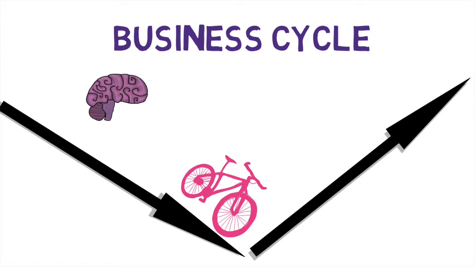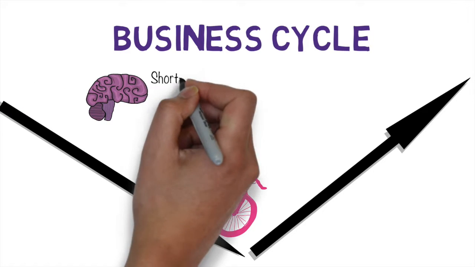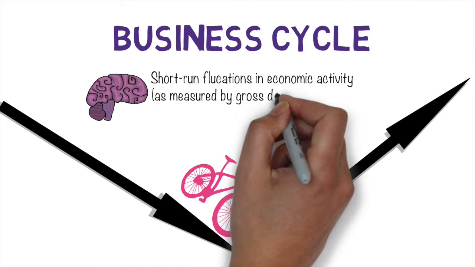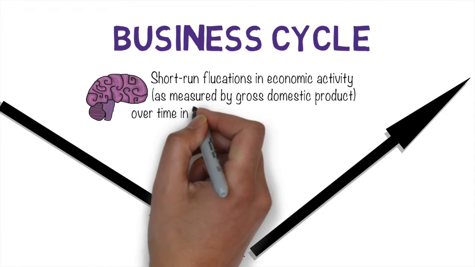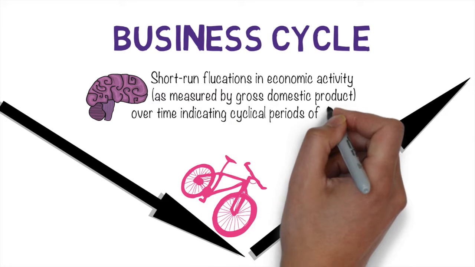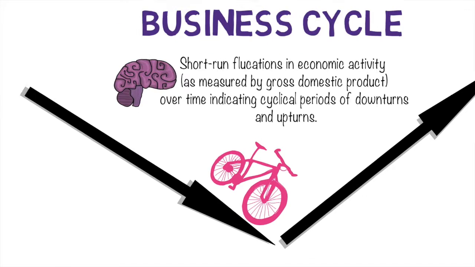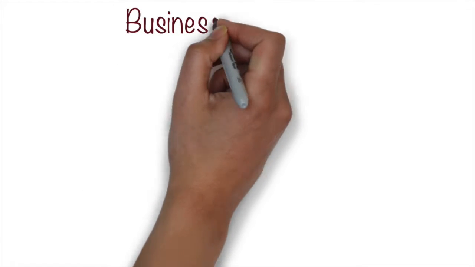And in order to explain this, we're going to first start off with a definition. The definition of a business cycle is short-run fluctuations in economic activity, and by this we mean gross domestic product or output in the economy, over time, indicating cyclical periods of downturns and upturns. So output in the economy increasing and decreasing over time.